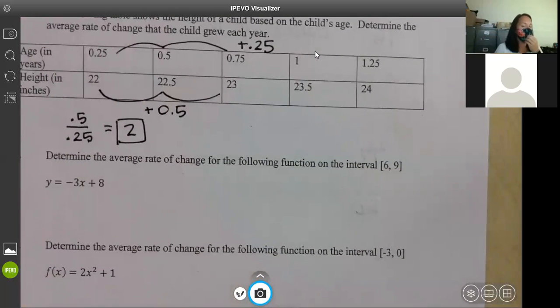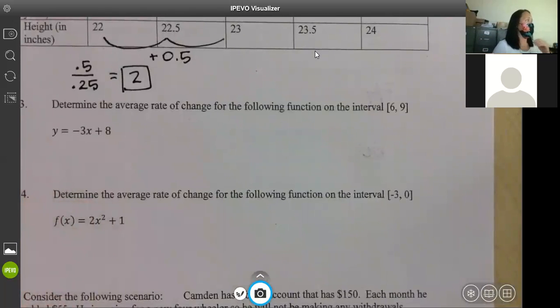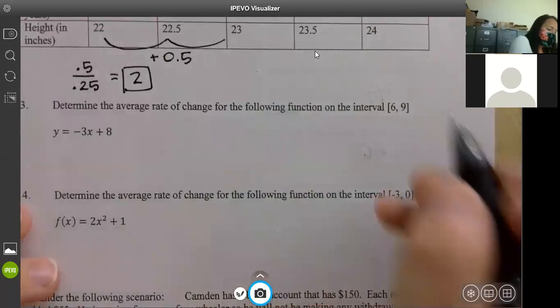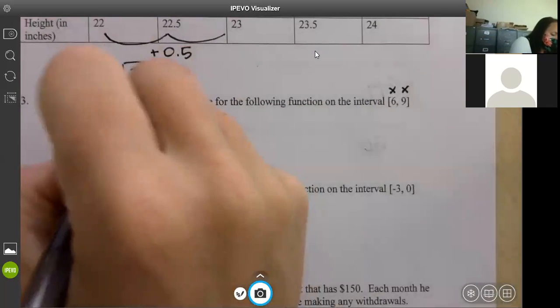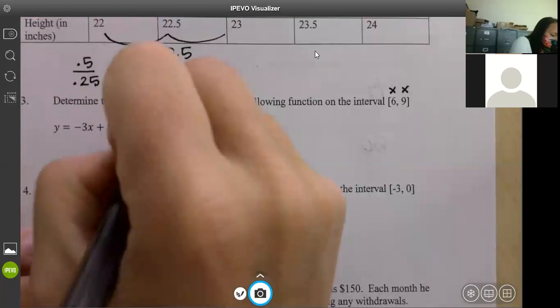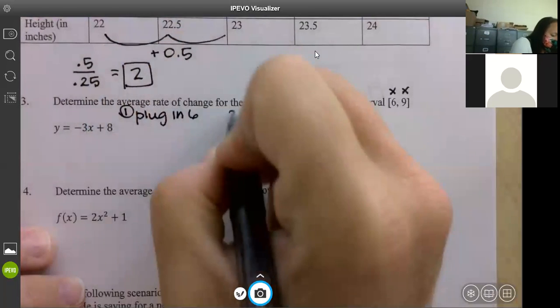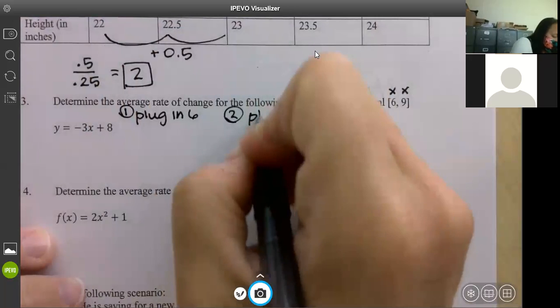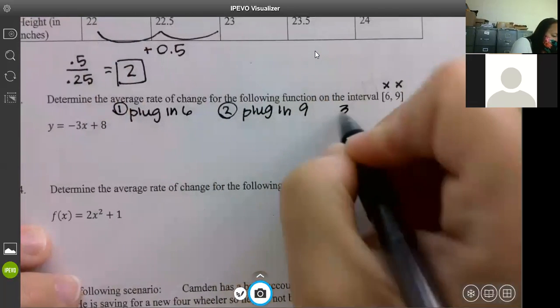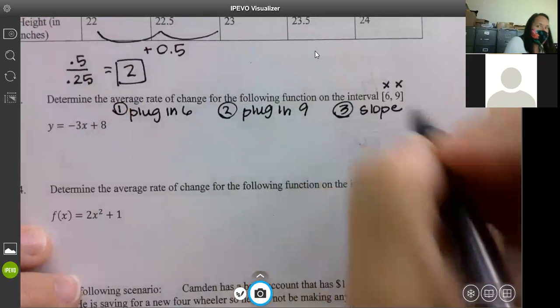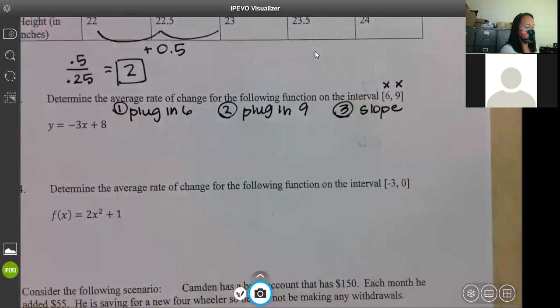It says determine the average rate of change for the following function on the interval. Again, if you happen to have this out while you're taking the test, I will never know. Is everybody good? Okay. I hope y'all are understanding what I'm telling you. So both of these are actually x's. So the first thing you're going to do is plug in 6. The second thing you're going to do is plug in 9. And the third thing you're going to do is the slope formula. Okay.